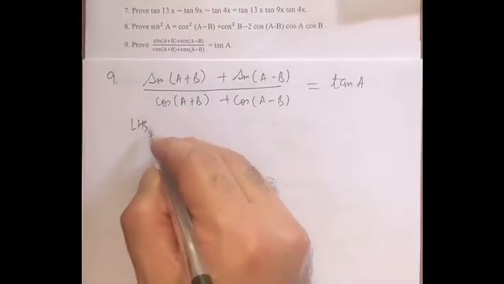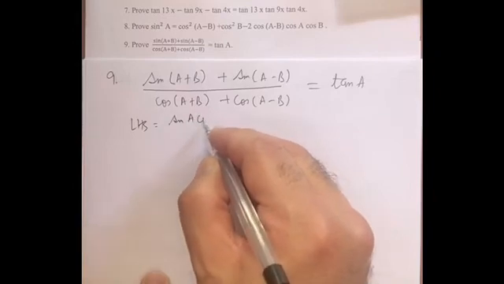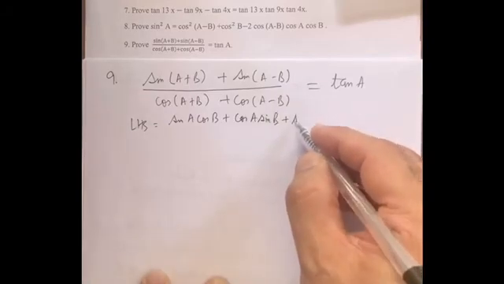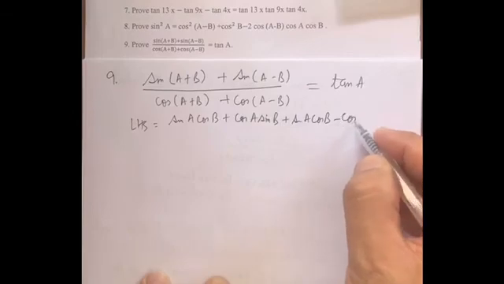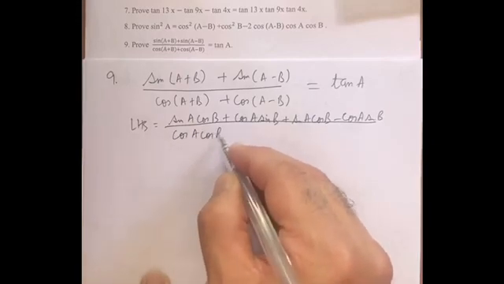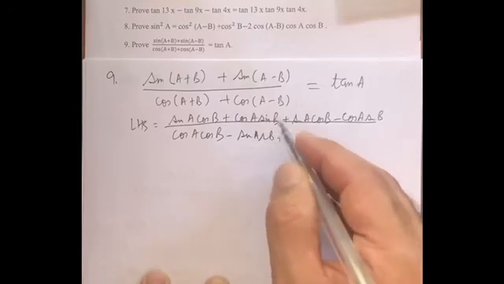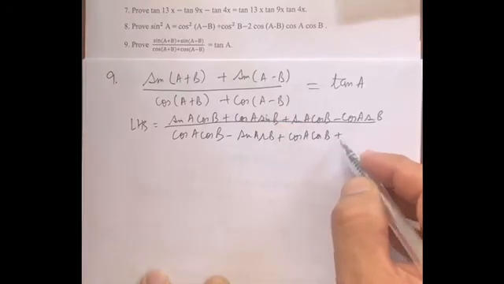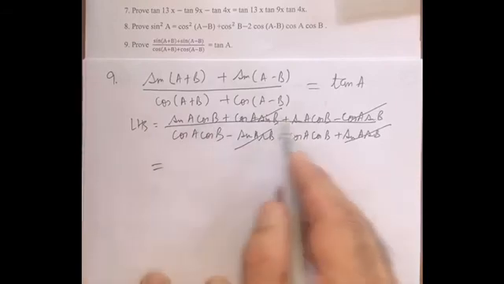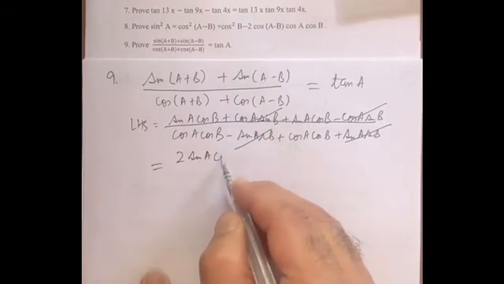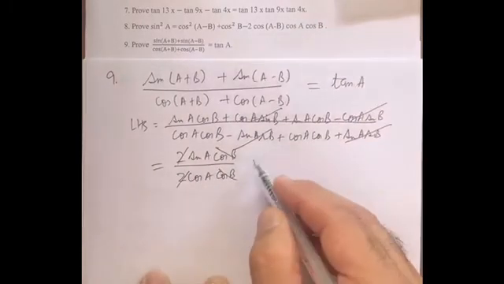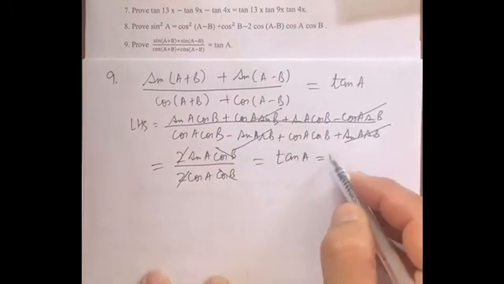Same as to prove the next result, we start from the left hand side. Sin of A plus B is sin A cos B plus cos A sin B, and sin of A minus B is sin A cos B minus cos A sin B, divided by cos of A plus B, which is cos A cos B minus sin A sin B, and cos of A minus B, that's cos A cos B plus sin A sin B. Now this will cancel out, this will cancel out. Sin A cos B plus sin A cos B is 2 sin A cos B, and upon it is 2 cos A cos B. So we cancel out 2, cancel out cos B, sin A upon cos A is tan A. This is what we wanted to prove.